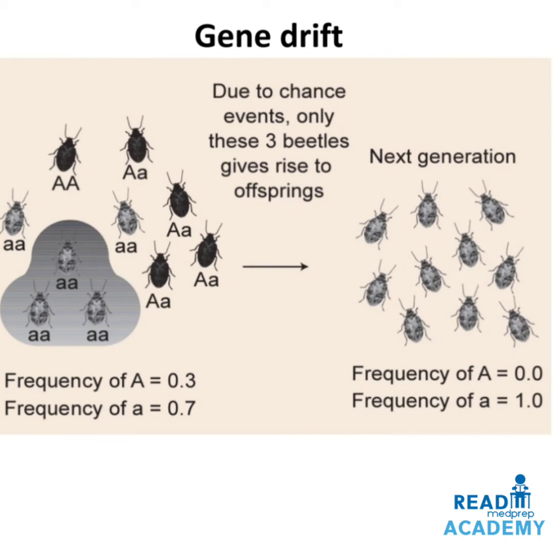and homozygous recessive beetles which are light grey, small a small a. The frequency of capital A is 0.3, whereas the frequency of small a is 0.7. Due to chance events, only these three beetles which were present in the previous generation give rise to offspring in the next generation. So the frequency of capital A is 0 and the frequency of small a is 1.